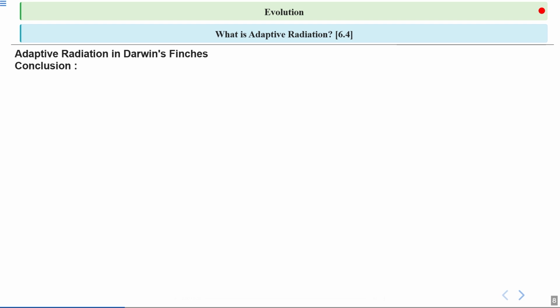Now, what was the conclusion? The conclusion is that adaptive radiation is a key process in evolution. All these different finch species evolved from a single ancestral species. Clear? So there was a common ancestor to all these finches, and they diversified from this common ancestral species. They were adapting to their environment.